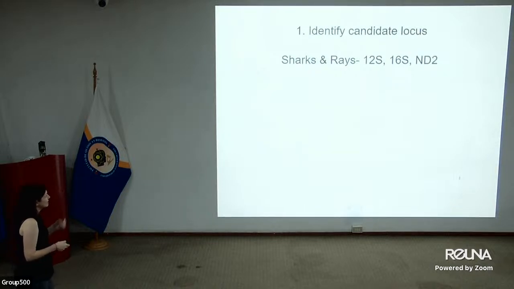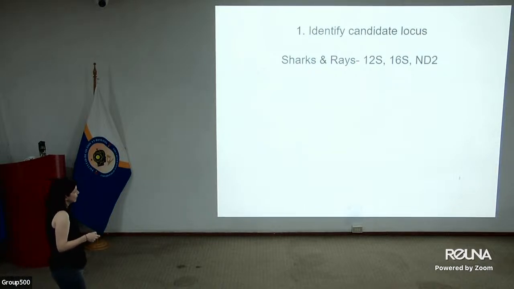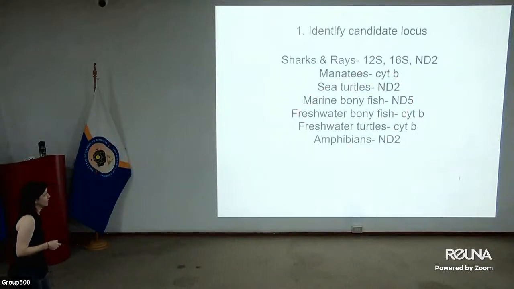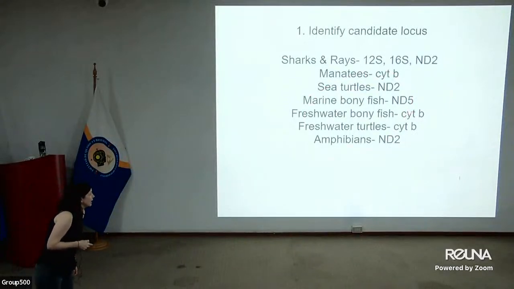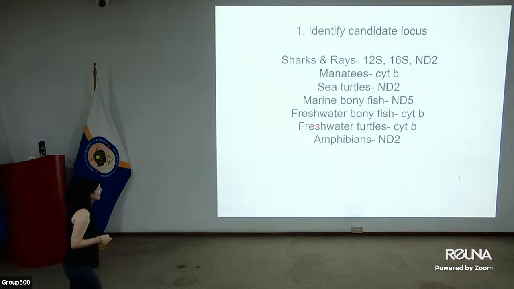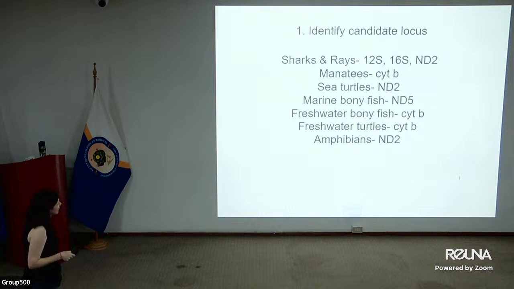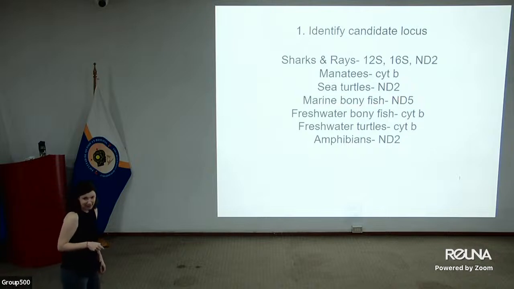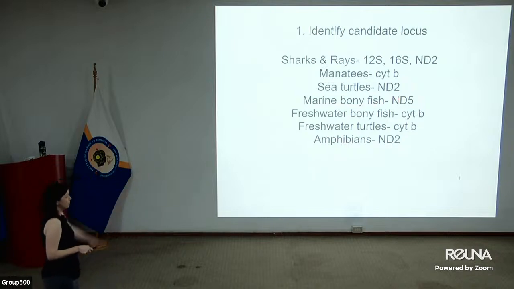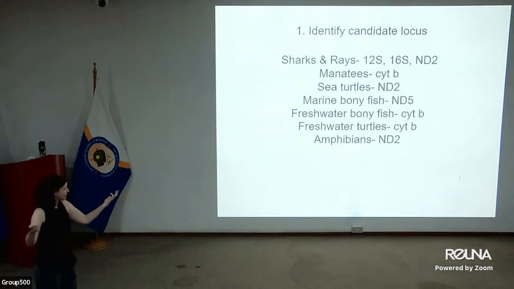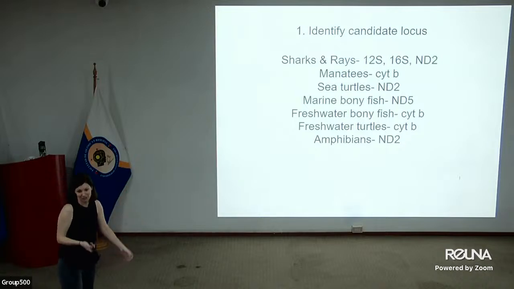In sharks and rays, what's primarily been used is 12S, 16S, and ND2. These are all coding. And this is what we've been using in other taxa. Manatees, freshwater fish and freshwater turtles, we've used cytochrome B. For sea turtles and amphibians, we're using ND2, and for marine bony fish, we're using ND5. Like I just took on the amphibians and I went, okay, I don't know anything about amphibian genetics, and that's the first thing you research and try to learn about.